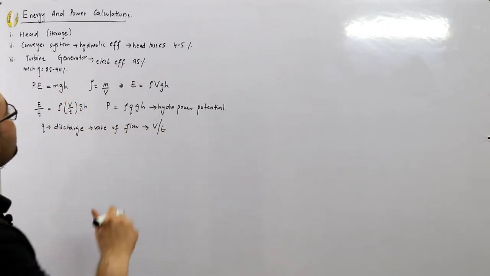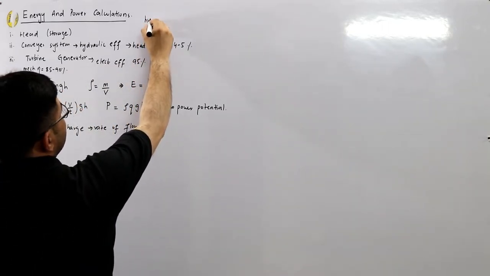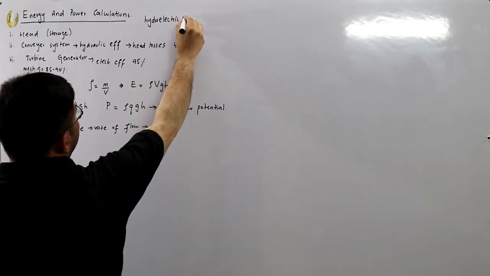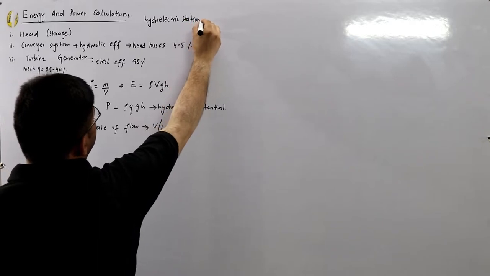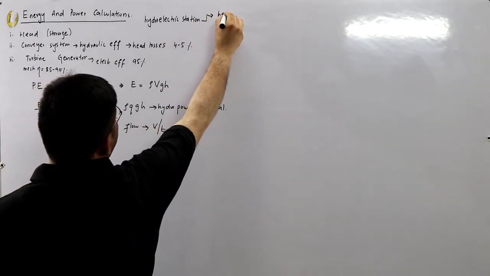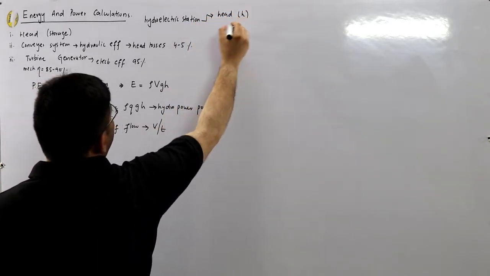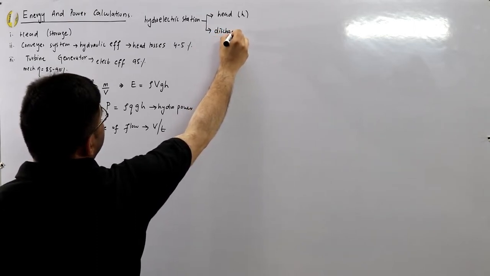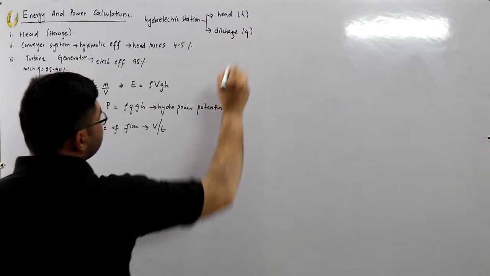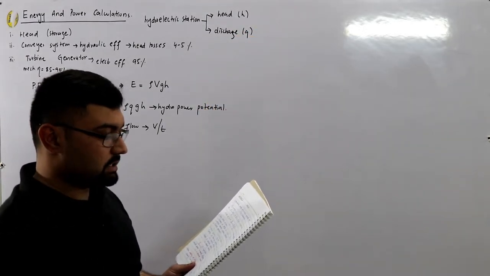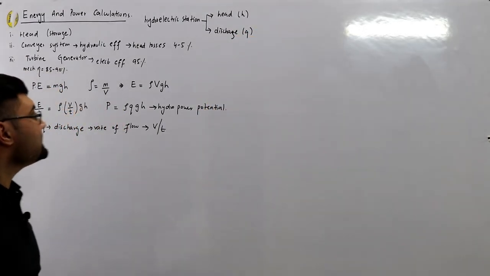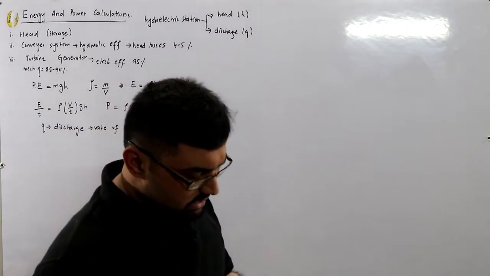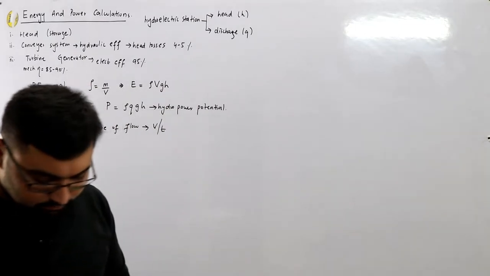So whenever we talk about a hydroelectric station, there are two important things basically. The first is your head, represented by small h, and the next is your discharge, represented by small q. Head, the potential head, and discharge Q are the things that an operation engineer can play around with.